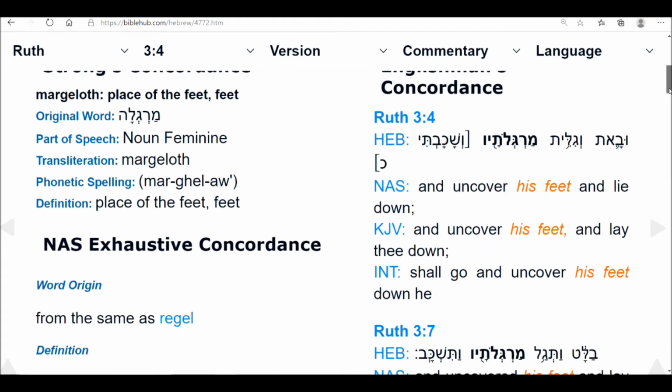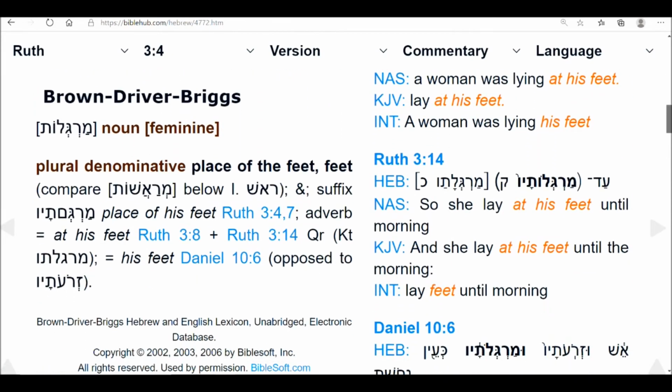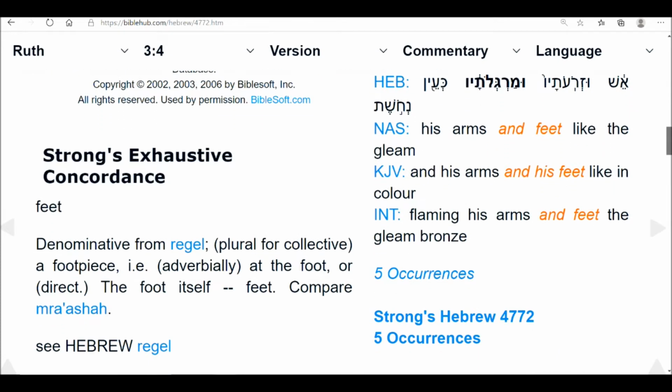Well, and I love that this first verse has to do with Ruth. Right. Ruth and Boaz, kinsman redeemer. That's a good connection. So a place of the feet.